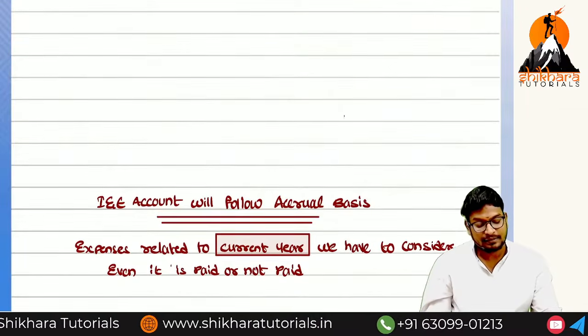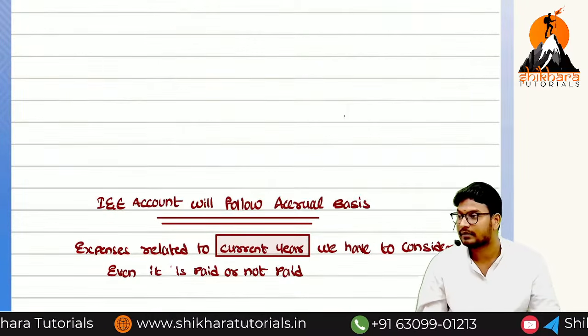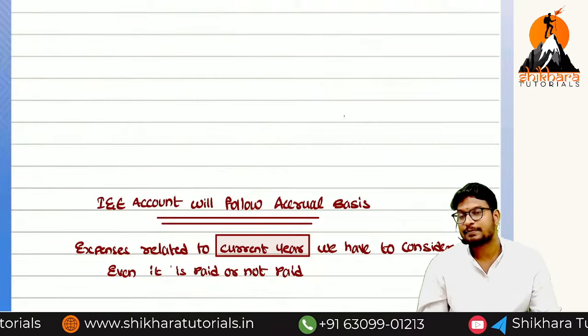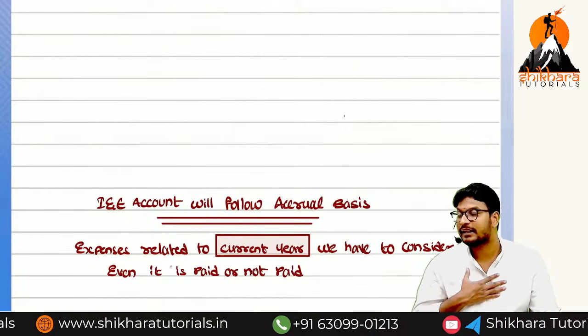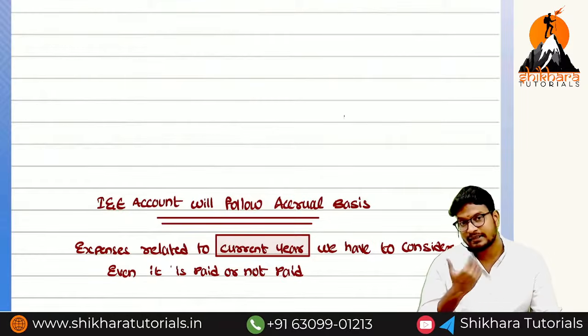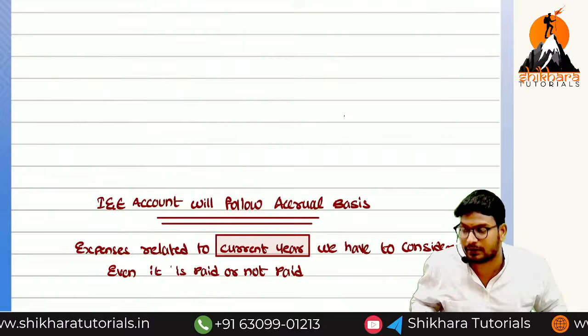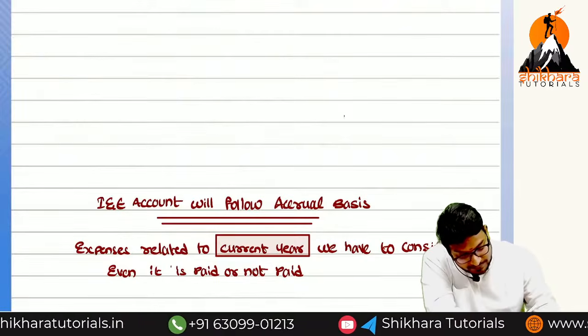What will the receipts and payments account follow? Cash basis. So what is the meaning of cash basis, ma? Expenditure paid only we have to consider, even though it is related to current year or not related to current year. Are you getting the point or not? Okay now. So what will the cash basis discuss, ma?